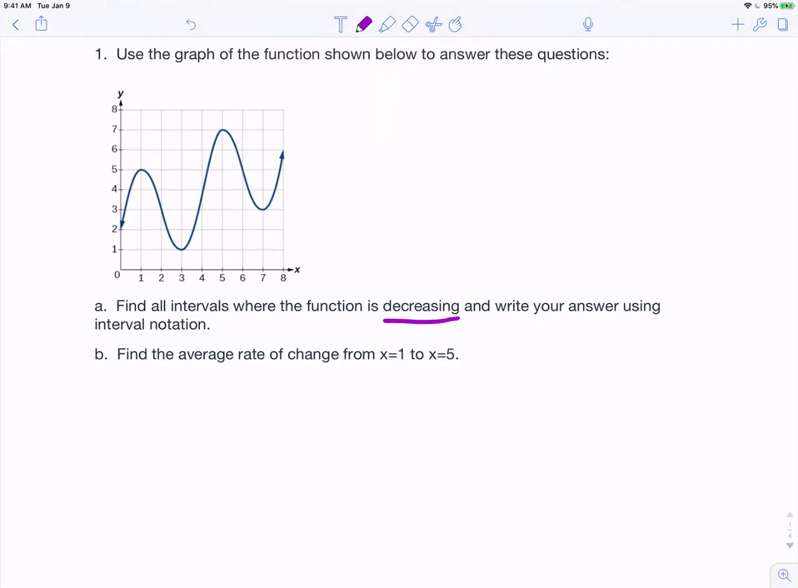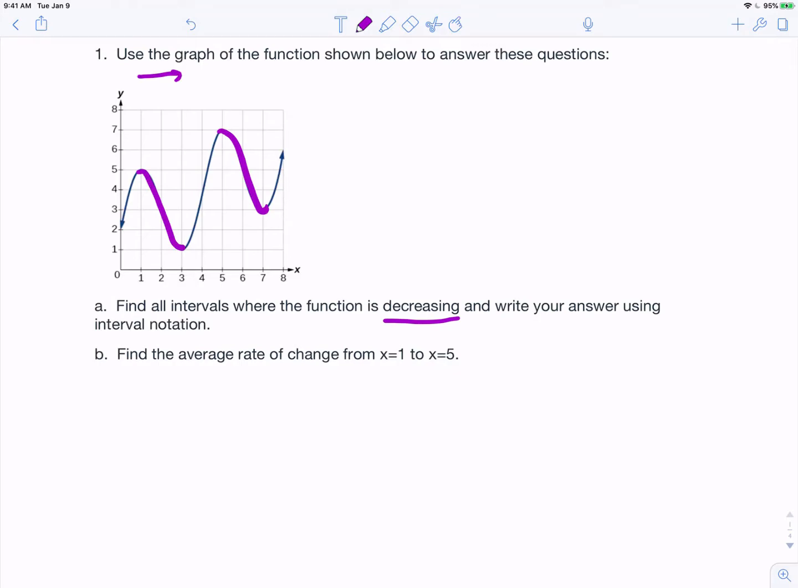So decreasing means going down, and you read your function from left to right. And for me, the easiest way to think of this is as if you were riding a roller coaster. So if you were riding the roller coaster starting at x is equal to 0, you'd be going uphill until here at x is equal to 1, and then here you would be going downhill. You would be going uphill again, and then here you'd be going downhill. So let's write those two purple intervals using interval notation.